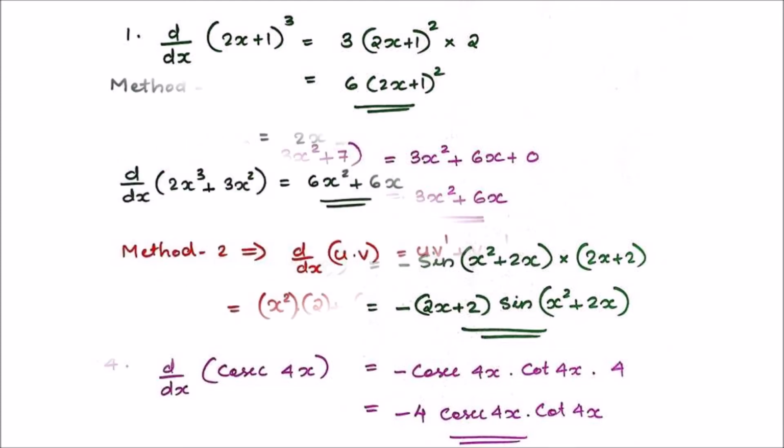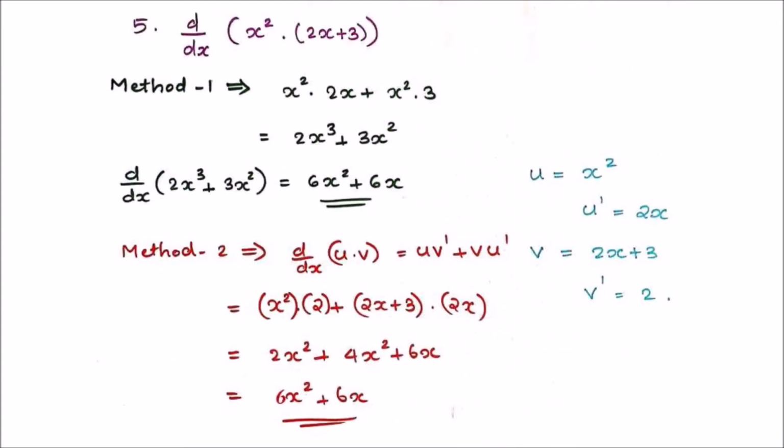So here is our fifth question, derivative of x square into (2x plus 3). We can solve this question by two methods. Look at method 1. That is, we can multiply x square with (2x plus 3) and we'll get the answer as 2x cube plus 3x square. Then we can differentiate each of the terms and we can obtain the answer as 6x square plus 6x.